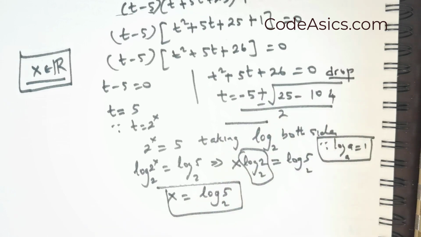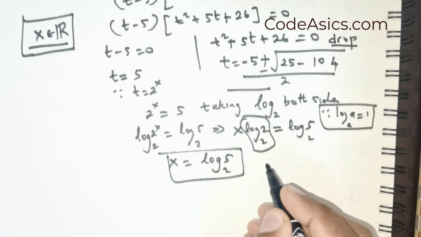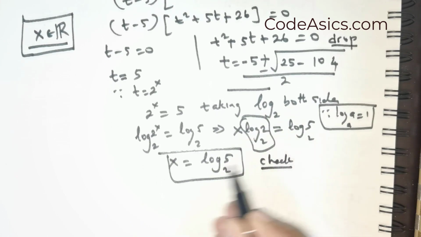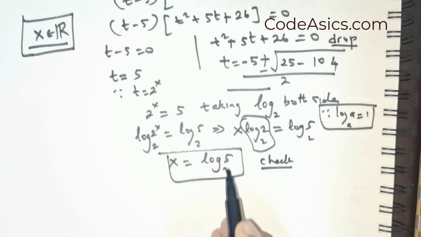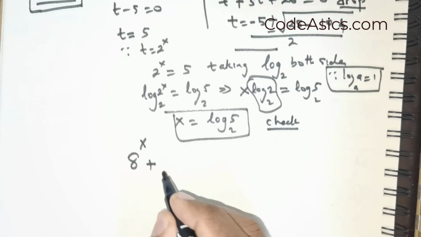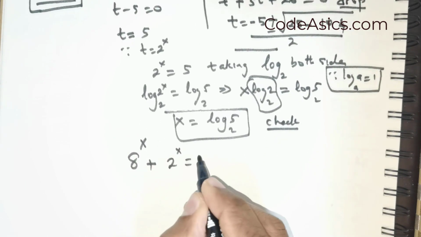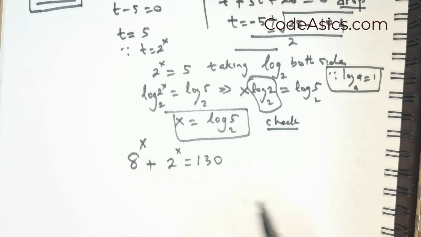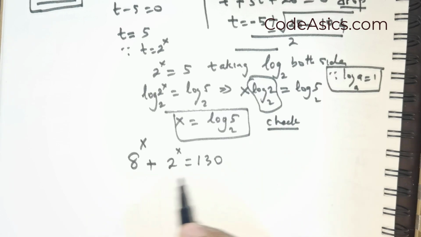Now the much more important question is, how are we going to make this check? That is the important thing. Alright, we have got the x value to be log 5 to the base 2. Now can we place it in the original equation, which is 8 raised to the power of x plus 2 raised to the power of x is equal to 130? Can I substitute it and show that the left hand side is equal to the right hand side? Yes, we can do that.